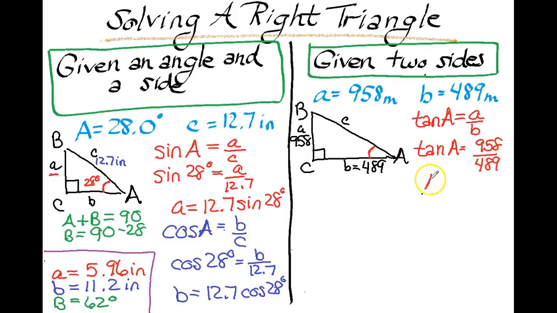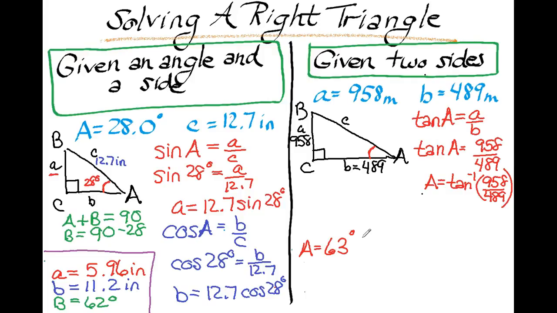Now to solve for angle A, I'm going to have to use my inverse tangent function because I don't know the angle. I know the ratio, but I don't know the angle. So if I need an angle, I need to use the inverse of tangent. So for angle A, it is going to be the inverse tangent of 958 divided by 489, and with 3 significant digits, we get 63 degrees.